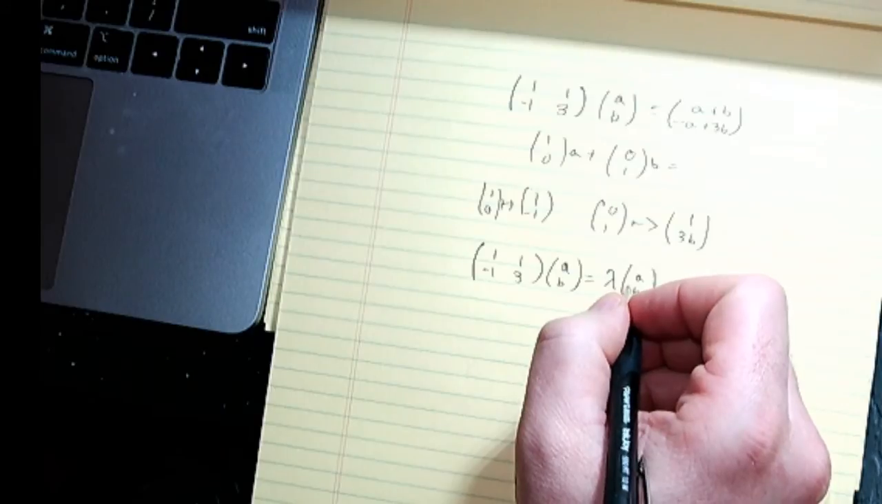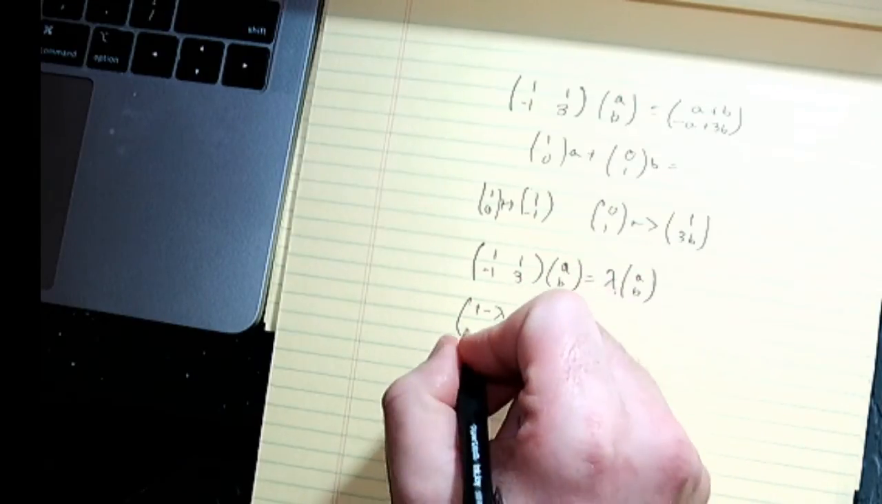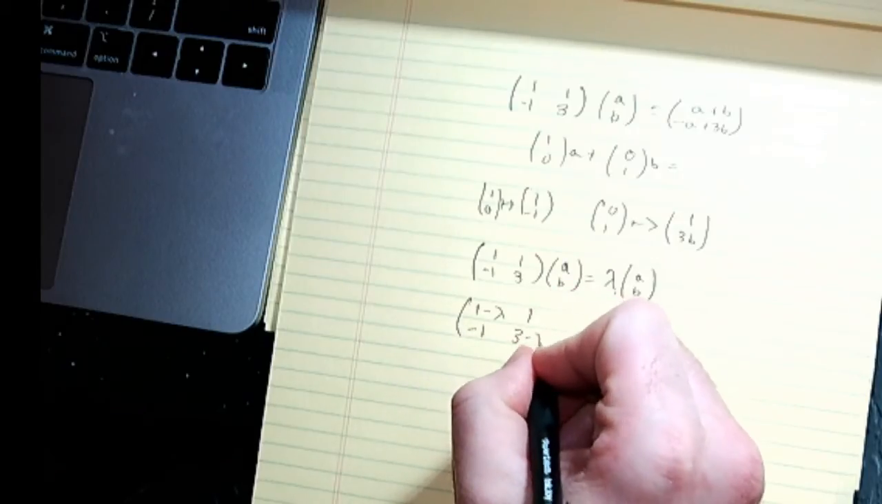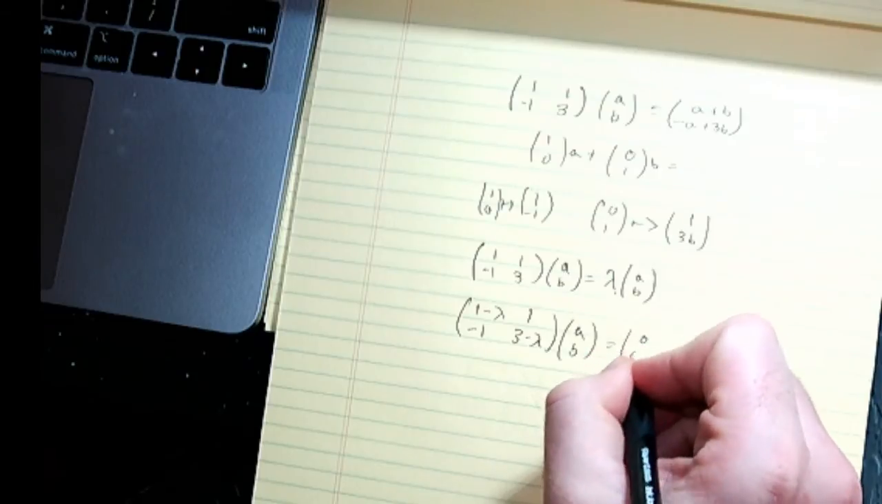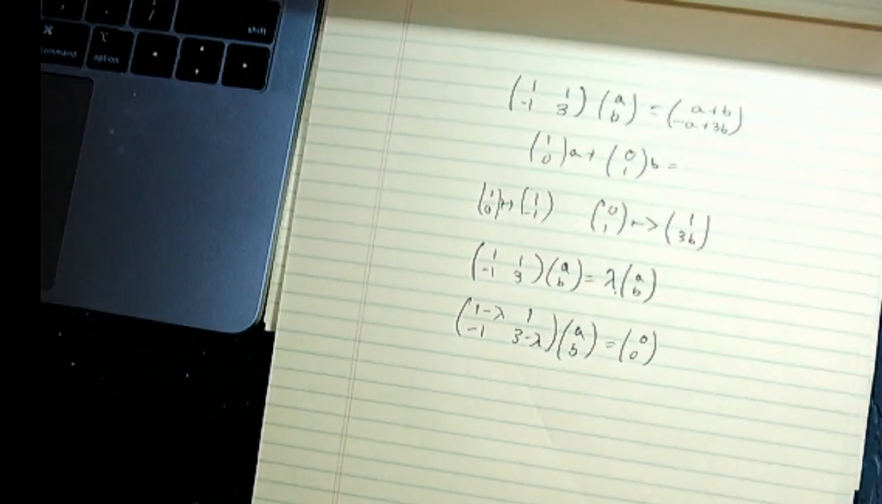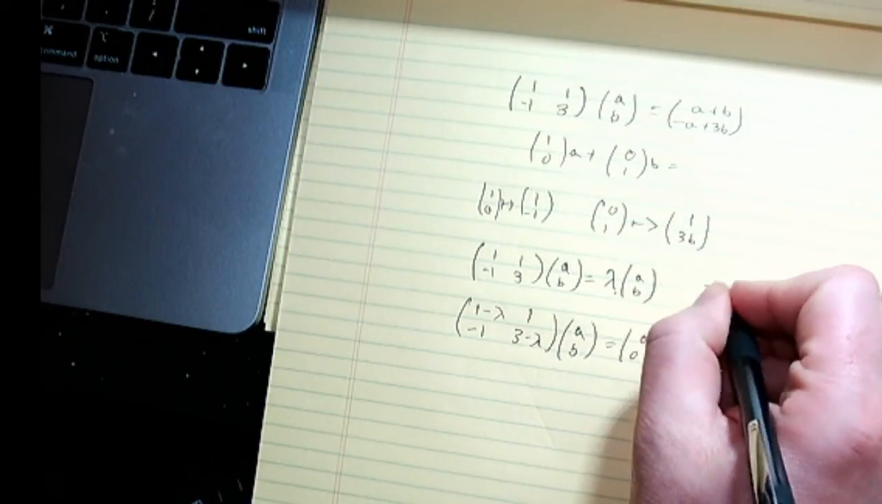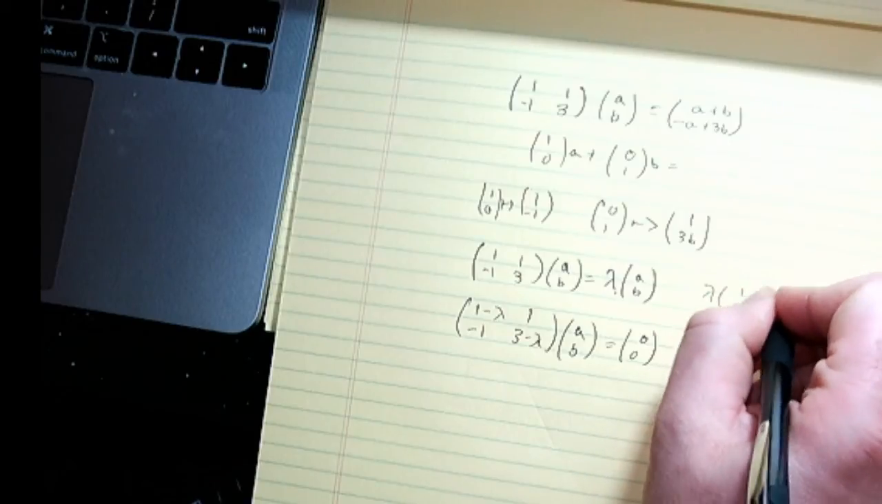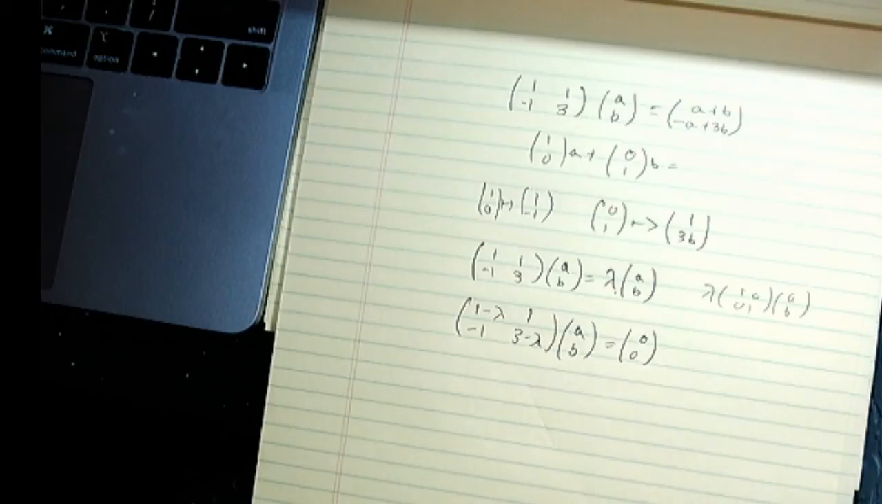this is the unit vector times lambda, so this is 1 minus lambda, 1, minus 1, 3 minus lambda, AB is equal to the 0 vector. This is just a linear algebra equivalent of subtracting the same thing from both sides. So we subtracted lambda times 1, 0, 0, 1, AB from both sides. The matrix is subtracted over here. And we've got something far more pleasant now.